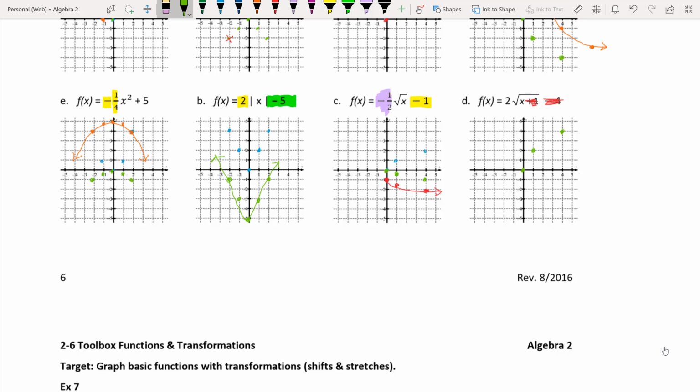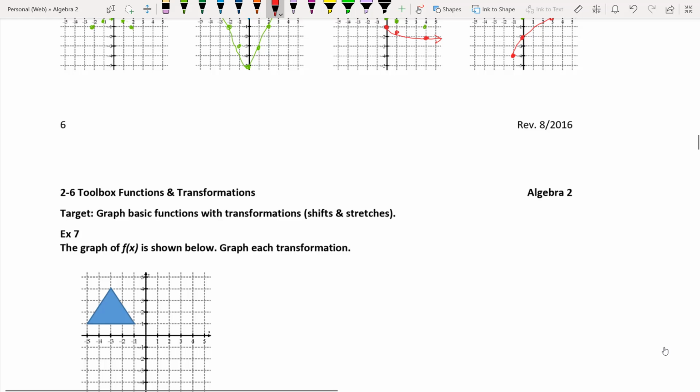All right, now I'll go back and look at the +1 and the -4. The plus 1 tells me to go left 1 and down 4. So all those points, left 1, down 4. Left 1, down 4. Left 1, down 4, and I'm done. Draw the curve. Okay, so that is that one.